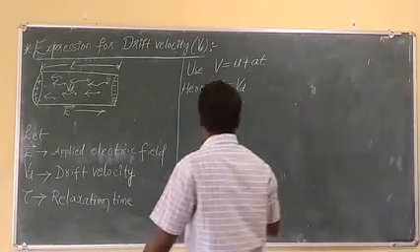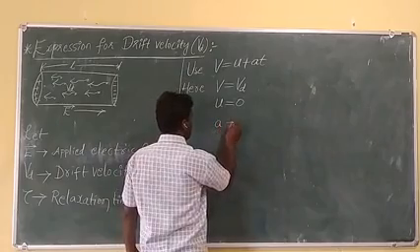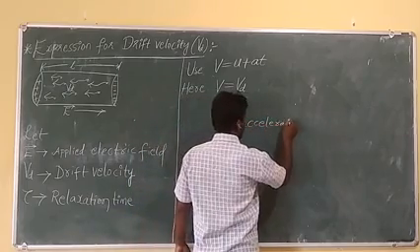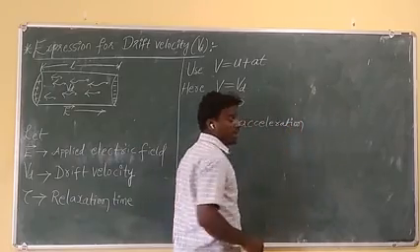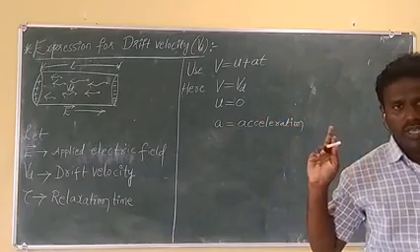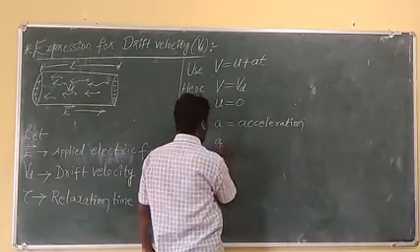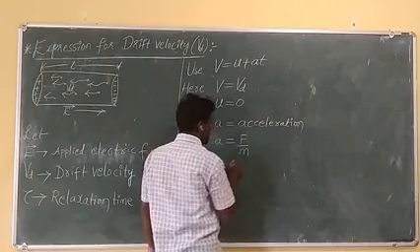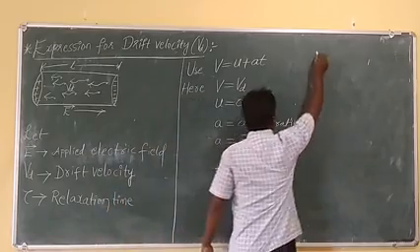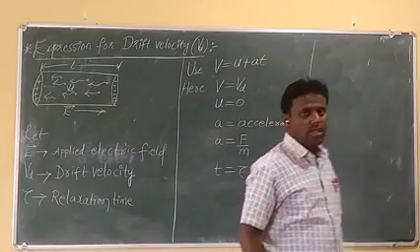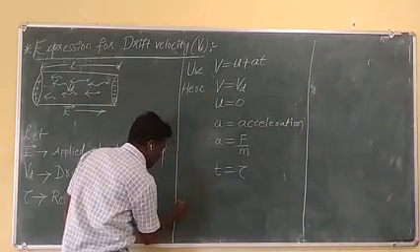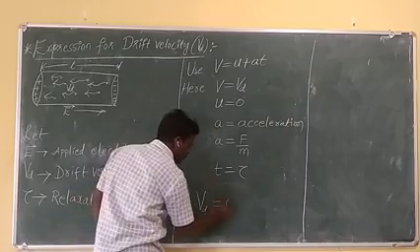U equals 0. Next, A is the acceleration, and you know that F equals ma, so A equals F by m. That relation I am taking now. T equals tau. What is tau here? Relaxation time. Tau is the relaxation time, right? T equals tau.